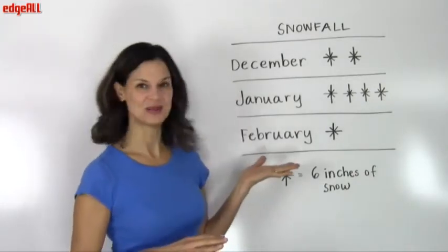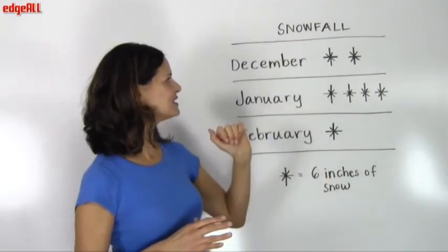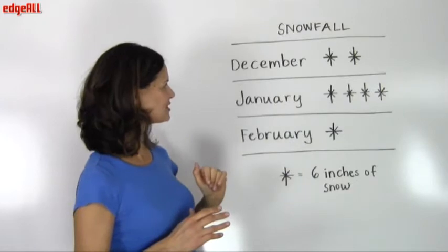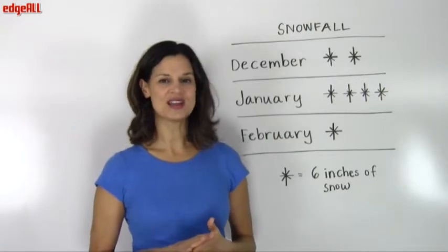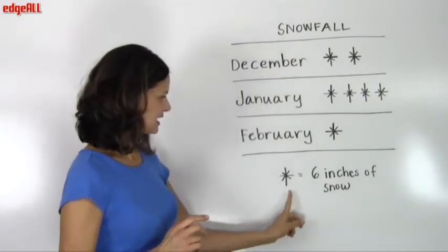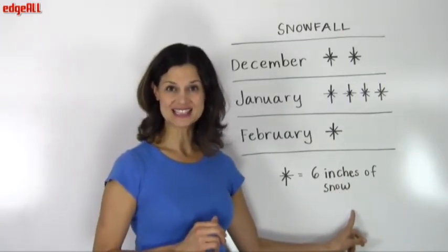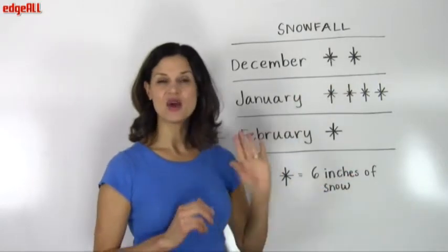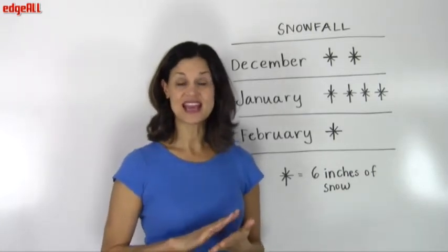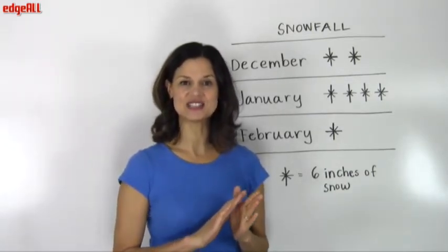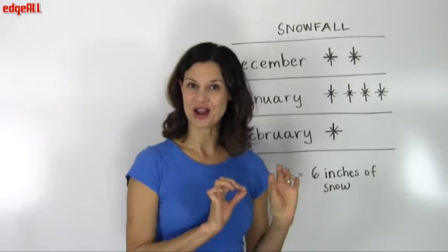So I've drawn this example on the board behind me of a pictograph of the amount of snowfall over the 3 winter months of December, January, and February. We are going to use one snowflake to represent 6 inches of snow. So every time we see a snowflake in our graph, we know that that equals 6 inches of snow.